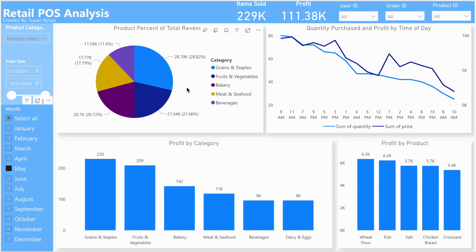Up here, we can see the product percent of our total revenue. So grains and staples make up almost 30% of our revenue for the month of May in our grocery items. And that is an example of how we can navigate through this dashboard.